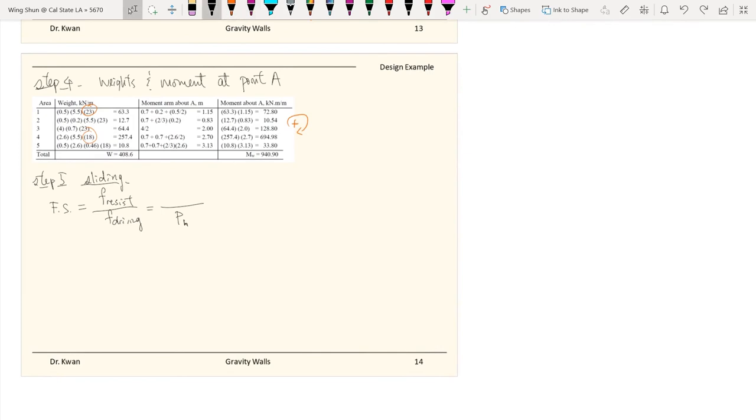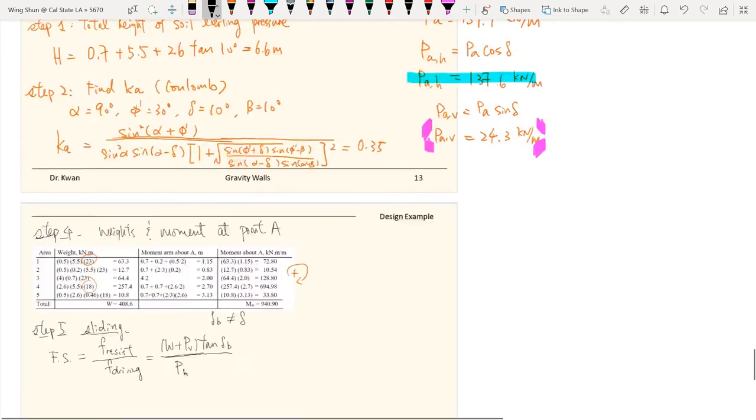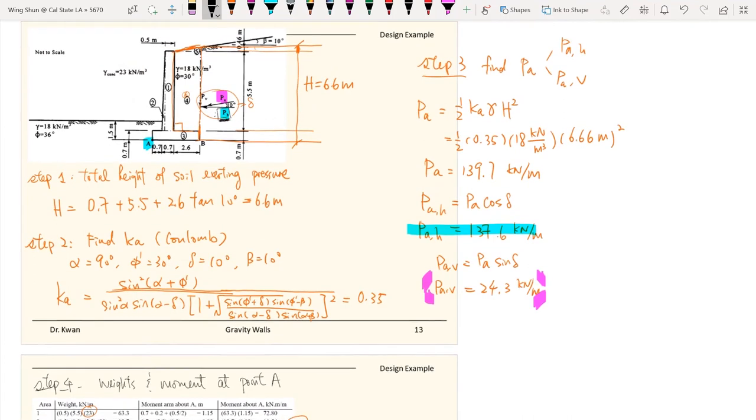And the resistant force is what we talked about on the previous slide. The formula is the vertical weight plus the vertical loading times the coefficient of friction, which is tangent of the interface angle between the concrete and the soil. But this one is talking about the granular material, and this is the footing. So this angle at the base is different from the friction angle we talked about previously at the vertical face, which is 10 degrees. So this 10 degrees belongs to the interaction between the backfill and the vertical wall.